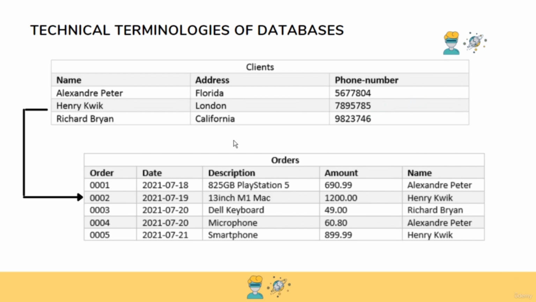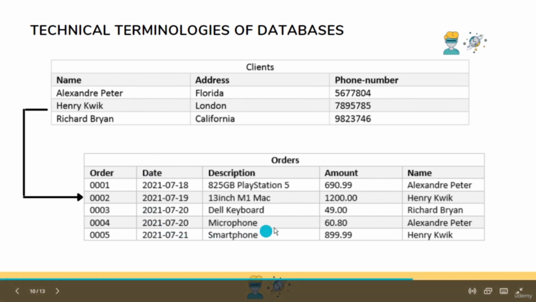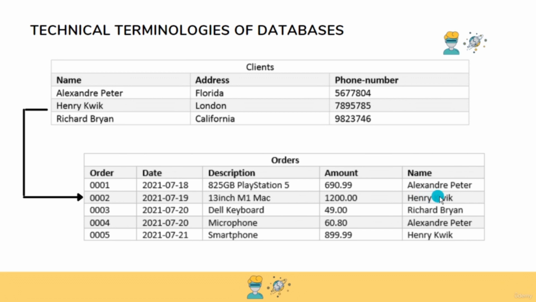This type of relationship is one-to-many. Why one-to-many? Because we can have one name here, Henry Quick, making many orders. As we can see, we have Henry Quick here buying a 13-inch M1 Mac, and now we have him with a smartphone.